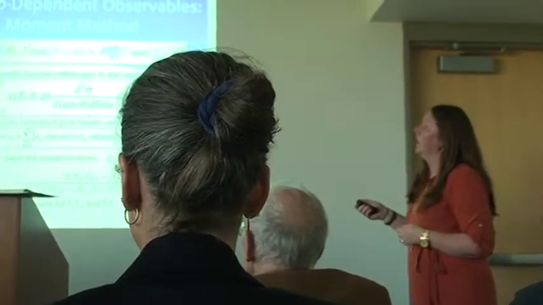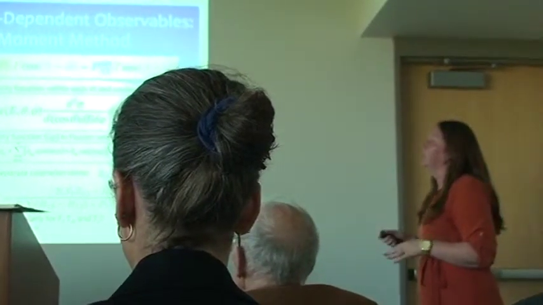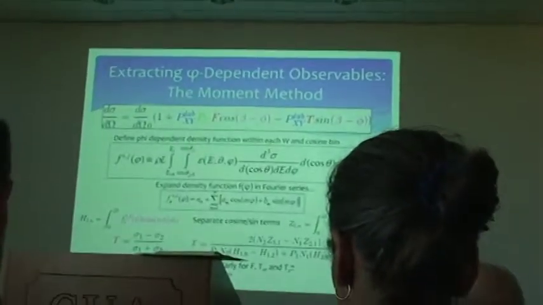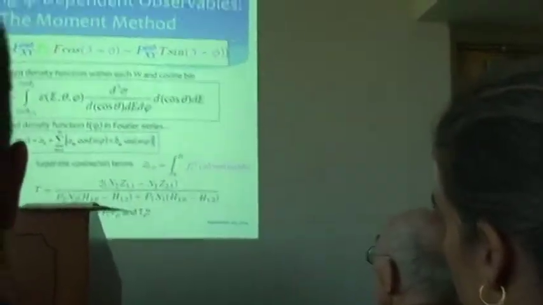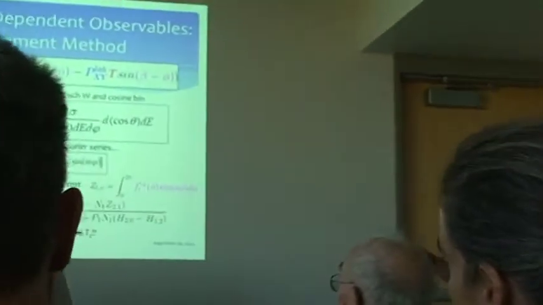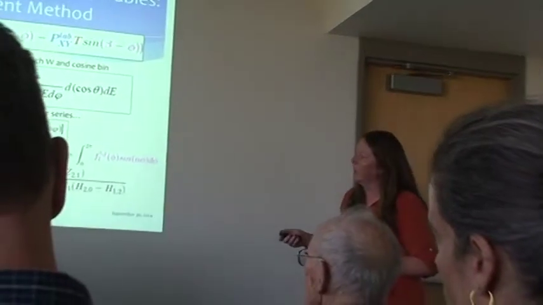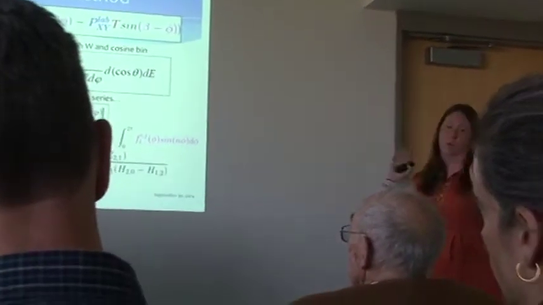So what we can do with this cross-section is define a phi-dependent density function within each W and cosine theta bin, where W is energy. Then we can expand this density function in a Fourier series. Here is the expansion in a Fourier series, so we have cosines and sines. We can separate these cosine and sine terms due to orthogonality, and we end up with some cosines and then some sines, a cosine in phi and a sine in phi. Those are referred to as moments, and this is why we call it the moment method.